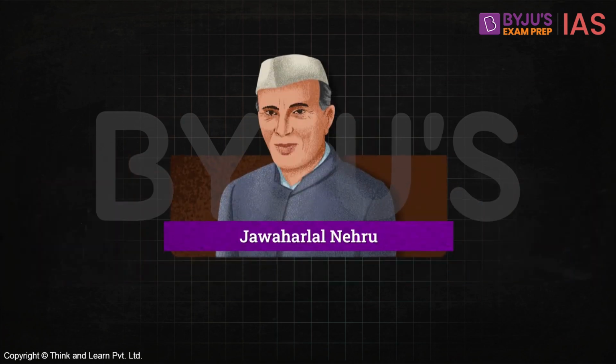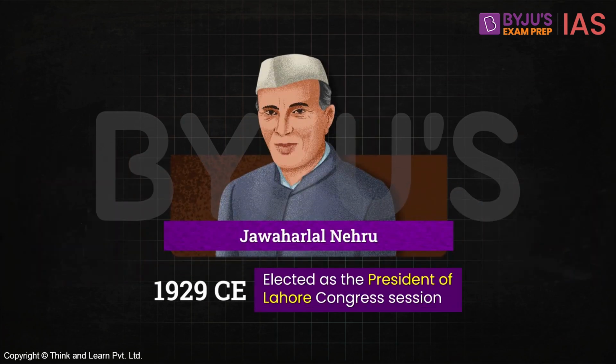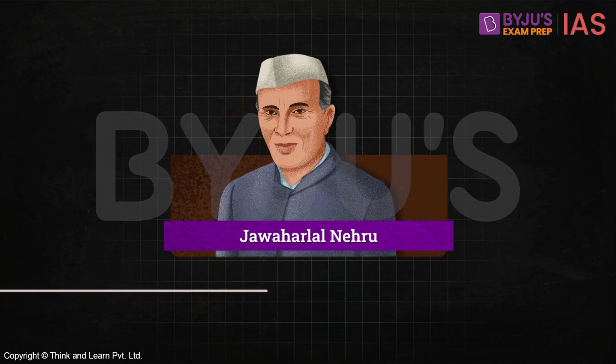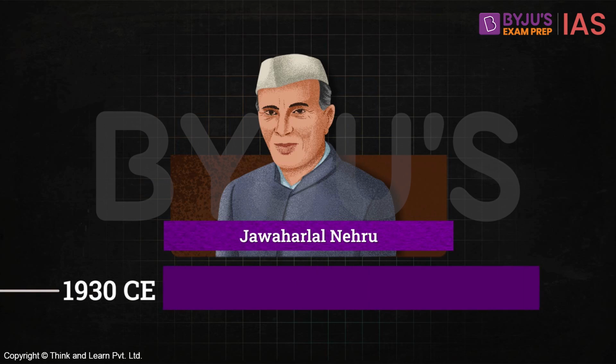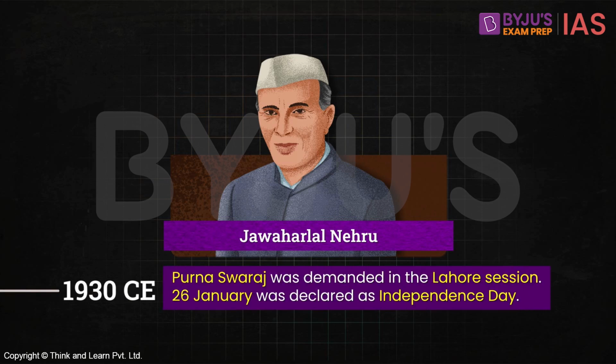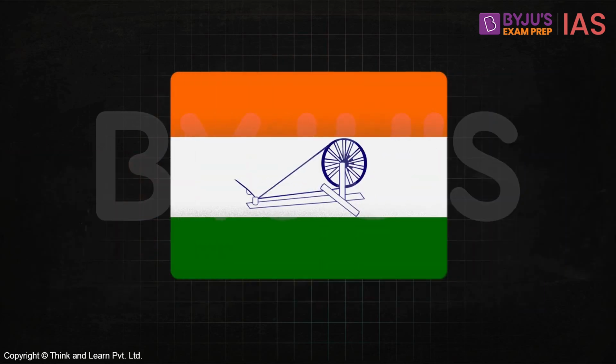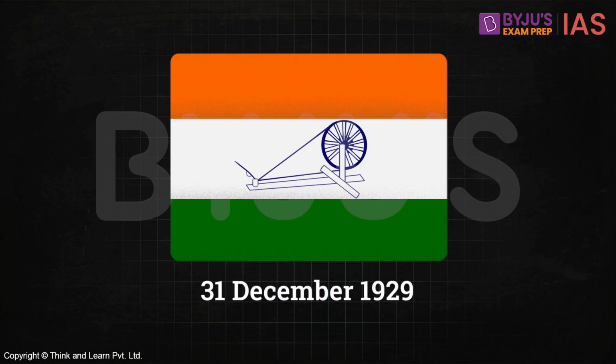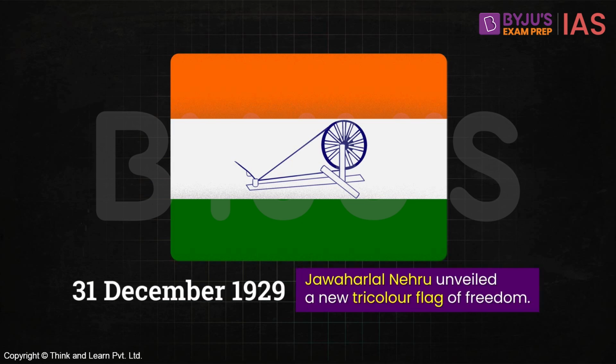Following this, Jawaharlal Nehru was elected as the president of the 1929 Lahore Congress session. It was in this session that the Congress demanded Poorna Swaraj for the first time and declared 26 January 1930 as the Independence Day. And on 31st December 1929, at midnight on the banks of River Ravi, Jawaharlal Nehru unveiled a new tricolor flag of freedom amidst slogans of Inquilab Zindabad.